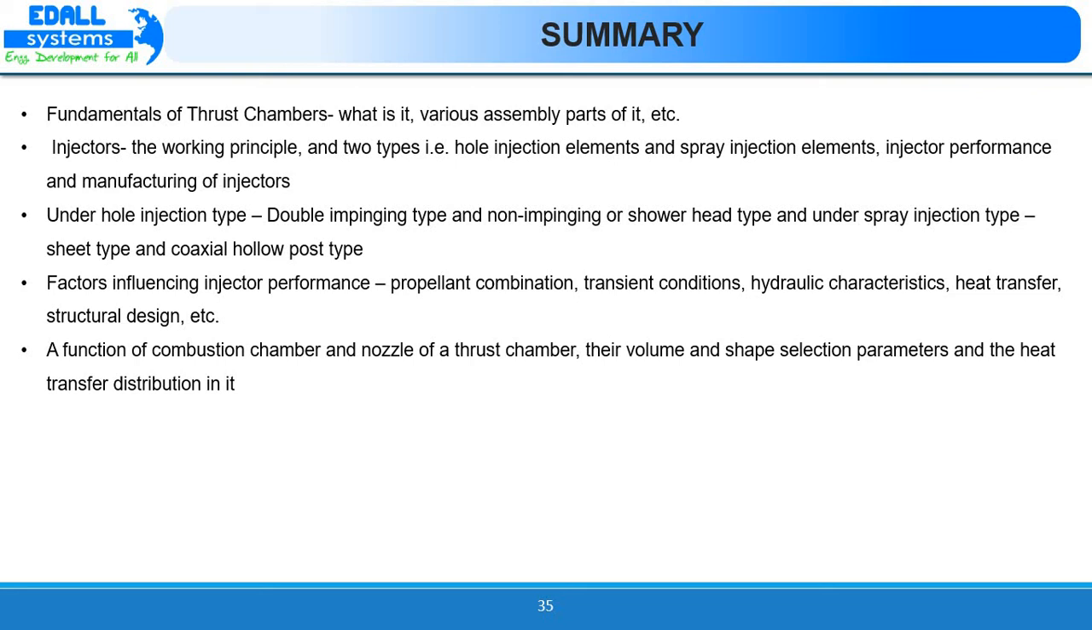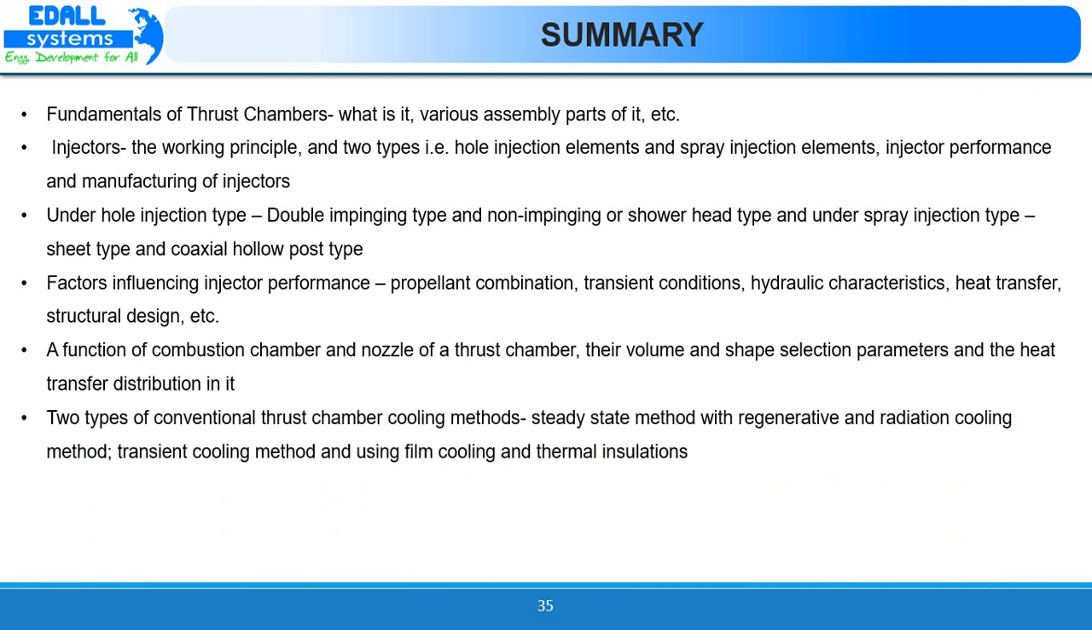For nozzle, we have seen how a CD nozzle, a bell nozzle, and an extendable nozzle are used in thrust chambers. Then we have seen heat transfer distribution inside the thrust chamber, which showed that the peak value of heat transfer is mostly at the nozzle throat or before the nozzle throat, just at the inlet of the nozzle. The least value which we get is at the nozzle exit region.